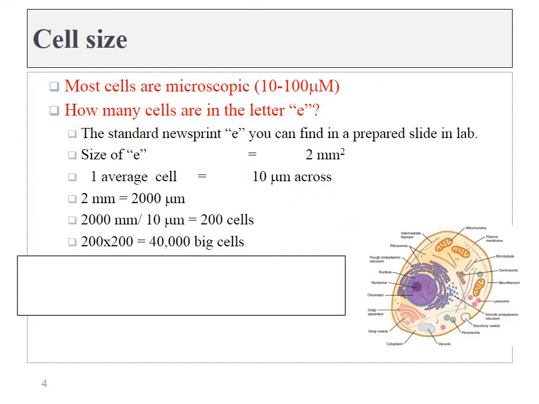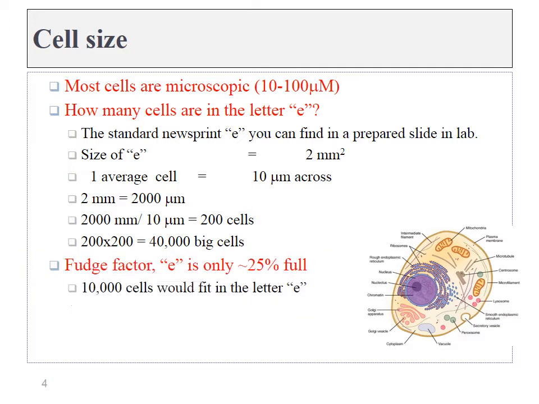First off, you would remember that 2 millimeters is equal to 2,000 micrometers. And therefore, if we divide that by 10 micrometers, you should be able to fit about 200 cells across that letter E. We multiply that by another 200 upwards, and we get about 40,000 cells. Of course, that letter E is not a square. Let's say it's only roughly a quarter full. We could get about 10,000 cells or so into the letter E. So those are pretty small.